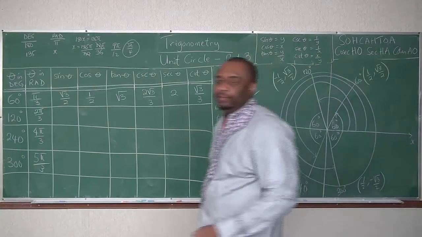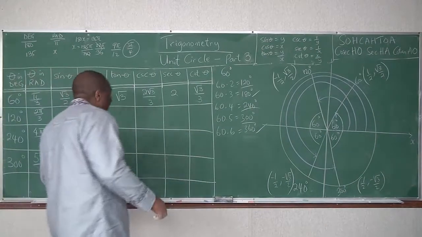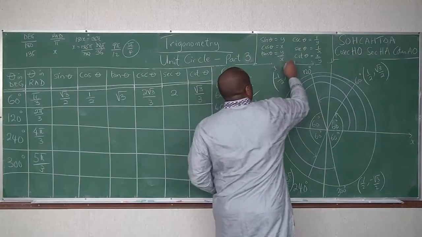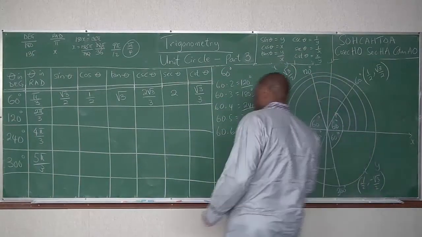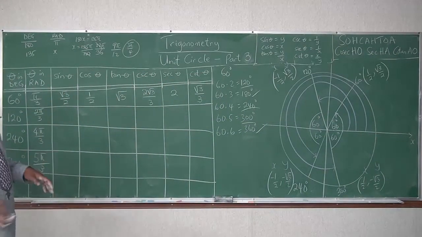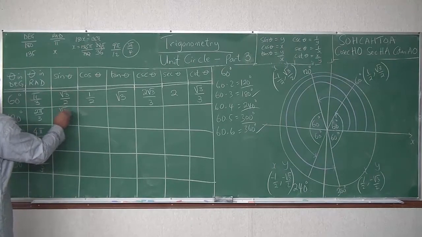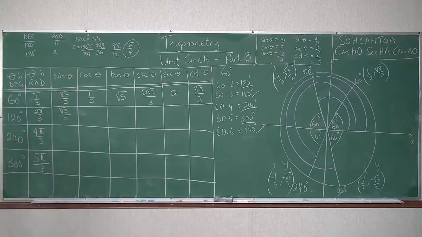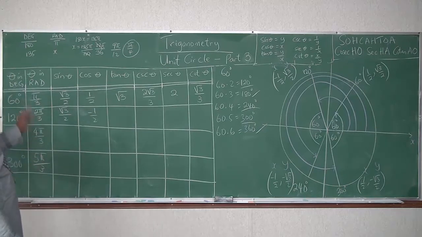Alright, we can now finish this right away. Sine 120 is what? Y. We can go ahead, put x, y, x, y, x, y. Sine 120 is y, which is what? Root 3 over 2. Cos 120 is x, which is negative 1 over 2. Tan 120, if you divide it, you have positive divided by negative, y divided by x.